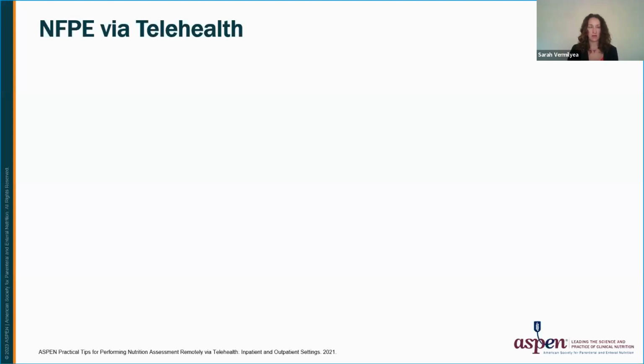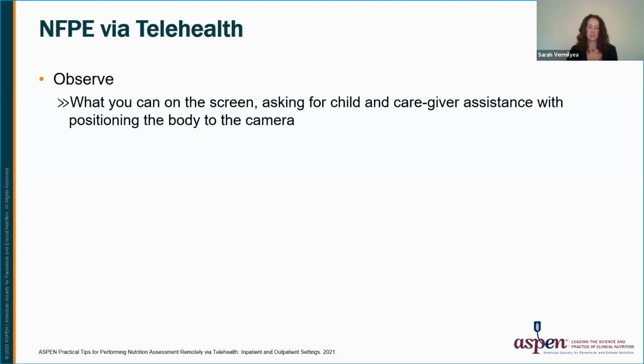I pulled a few things off of it specific to NFPE and how that can be at least something is better than nothing type situation. So observe what you can on the screen, asking for the child and the caregiver's assistance with positioning the body to the camera. There's a lot you can do actually to move around and see different parts of the body, and definitely ask for their participation in that. Teaching the patient how to assess some areas.